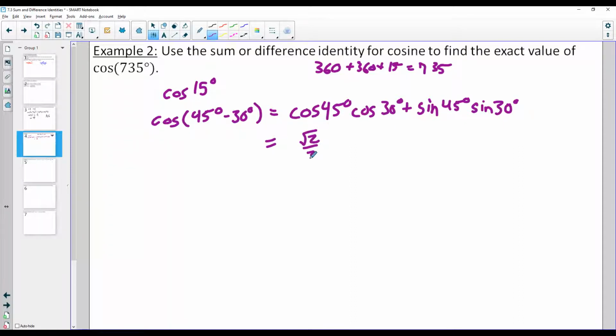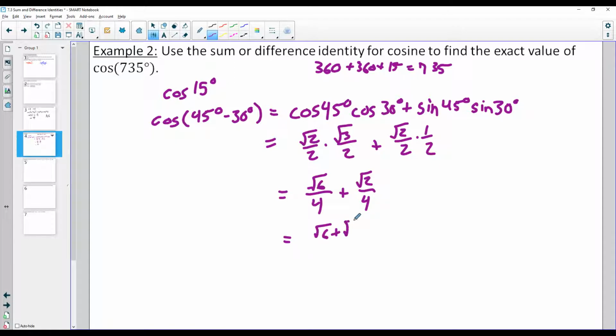Cosine of 45 degrees is square root 2 over 2 times cosine of 30 degrees is square root 3 over 2, plus sine of 45 degrees is also square root 2 over 2, sine of 30 degrees is 1/2. Square root 2 times square root 3 is square root of 6 all over 4 plus the square root of 2 all over 4. And we can just combine the numerators. So the cosine of 15 degrees, the exact value, is square root of 6 plus square root of 2 all over 4, right?